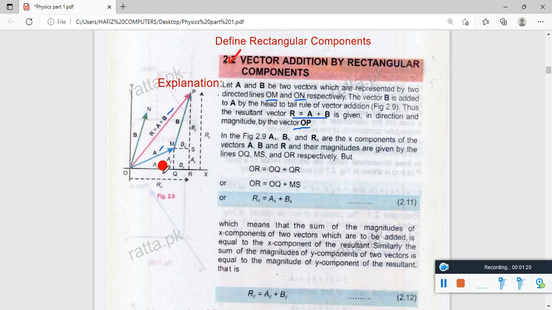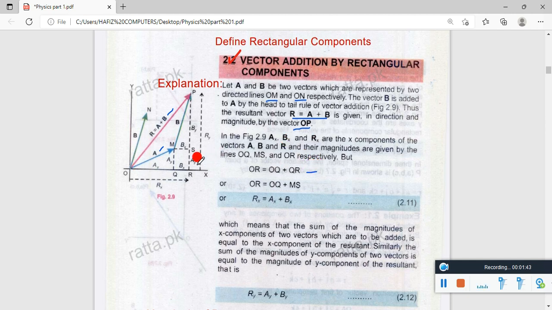In figure 2.9, Ax, Bx and Rx are the x components of the vectors A, B and R, and their magnitudes are given by the lines OQ, MS and OR respectively. Thus, OR is equal to OQ plus QR. Ax, Bx and Rx are the x components. This is the Ax in the figure, and Bx is this x component of the vector B.